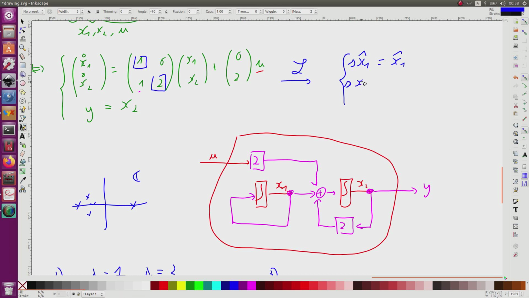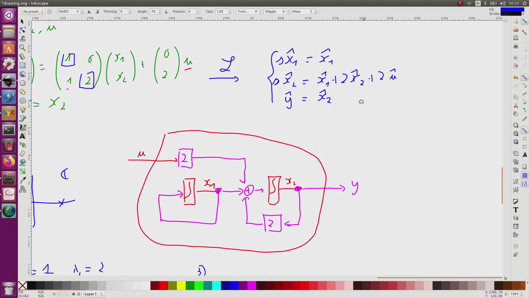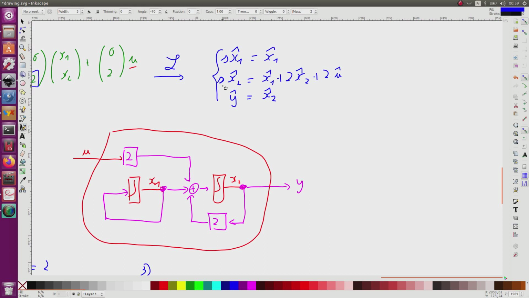s x hat 2 is equal to x hat 1 plus 2 x hat 2 plus 2 u hat. And for the last one, y hat is equal to x hat 2. So recall that the initial conditions have not been taken into account in this Laplace transform. And from this, I have some cancellation, and recall that I have to express y hat with respect to u hat to have the transfer function.